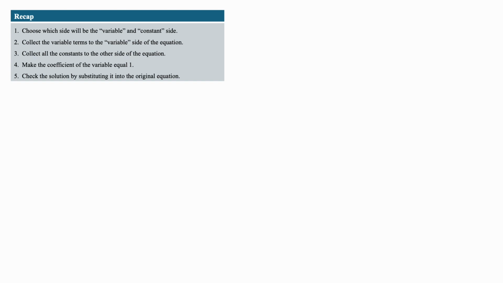Then second, we have to collect the variable terms to the variable side of the equation. Third, we collect constants on the other side of the equation. Whether you choose to collect the variables on the left side or the right side is up to you. They are interchangeable, so don't be afraid to play around and see what works for you. Then we make sure the coefficient of the variable is equal to 1 by doing a little simplification. And fifth, we check the solution by substituting it into the original equation.